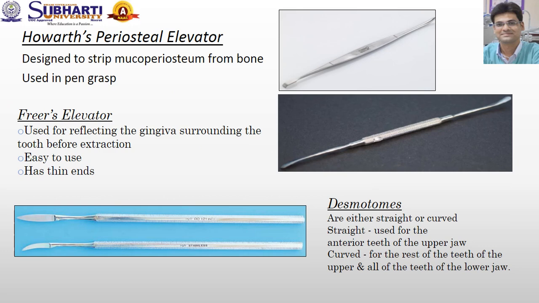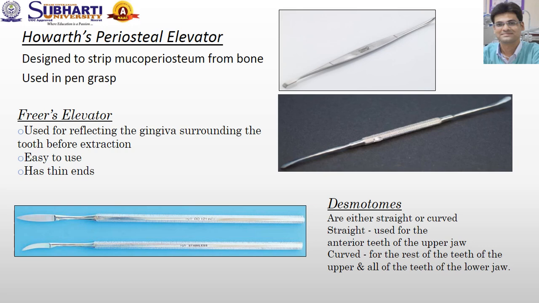Next is the Howard's periosteal elevator. It is designed to strip mucoperiosteum from the bone. It is used in a pancreas. Freer's elevator is used for reflecting the gingiva surrounding the tooth before extraction. It is easy to use and has a thin end.